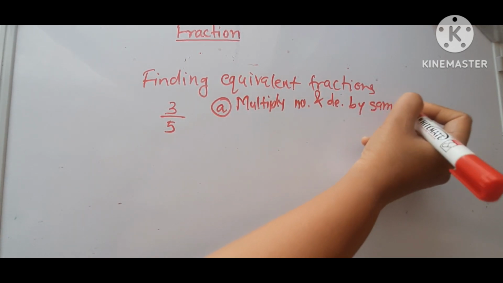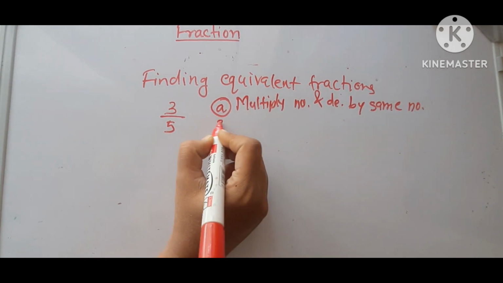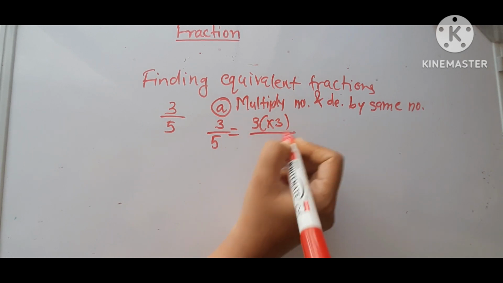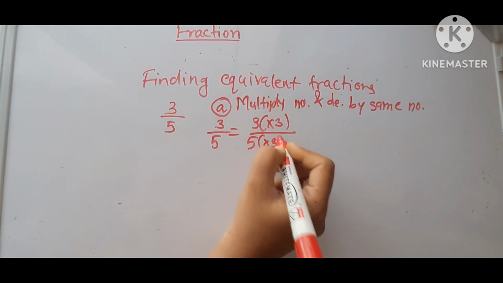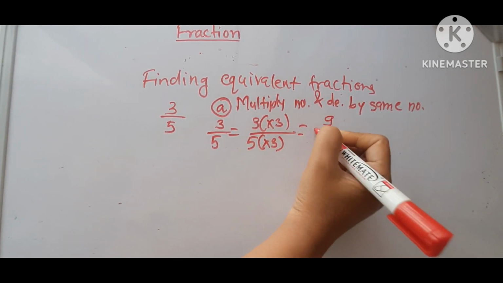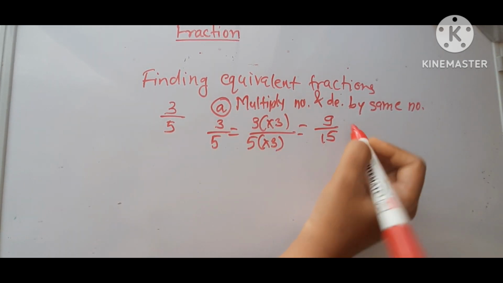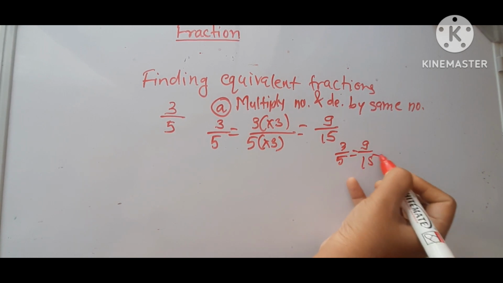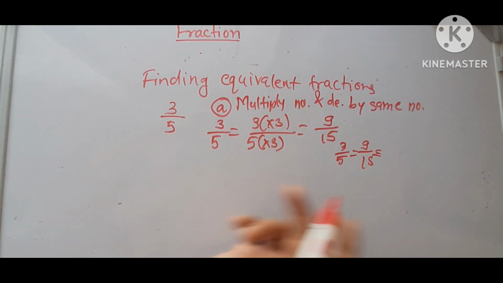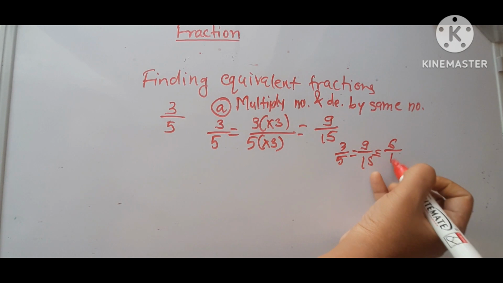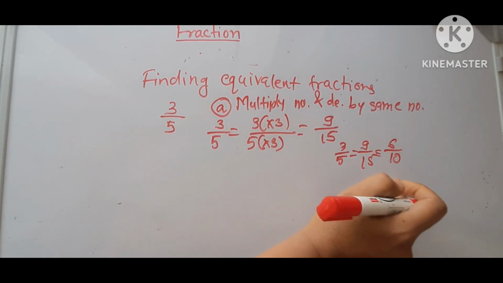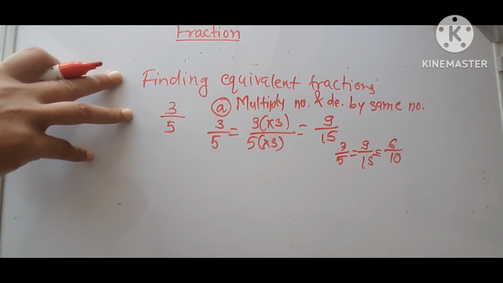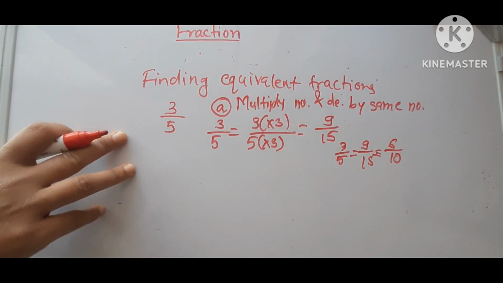What can we do to find the equivalent fraction of 3 by 5? We can multiply 3 by 5 with the same number. Suppose I multiply 3 by 3, and 5 also by 3. What I get is 3 3s are 9, 5 3s are 15. So the equivalent fraction of 3 by 5 is 9 by 15. Similarly, if I multiply 3 by 5 by 2, this gives me 6 by 10. So 3 by 5, 9 by 15, 6 by 10, these are all equivalent fractions. So the first method to find the equivalent fraction of a given fraction is multiplying the numerator and denominator by the same number.